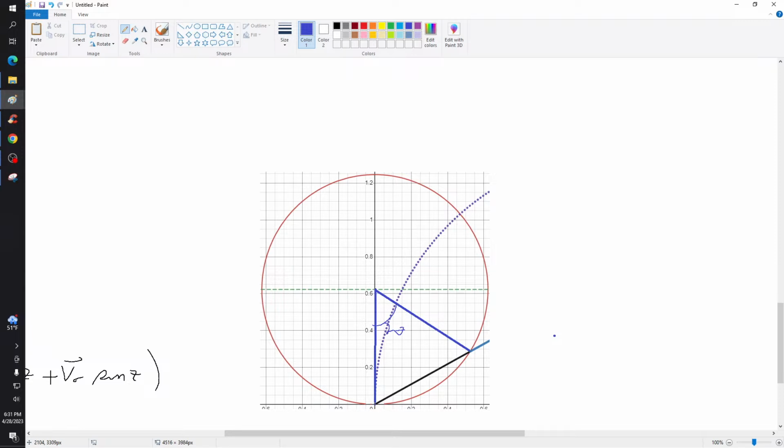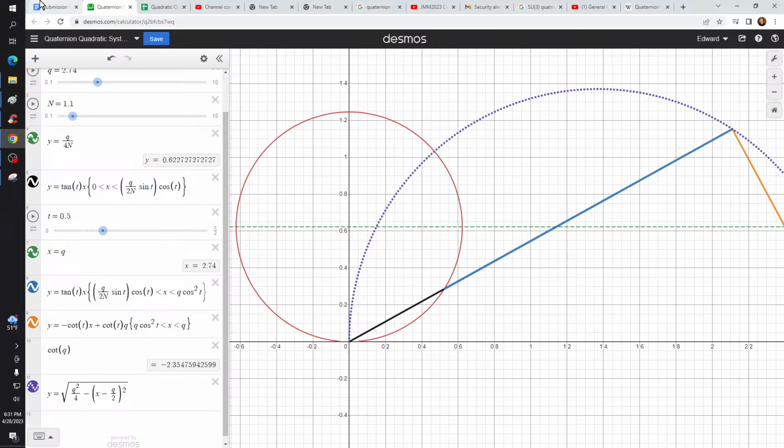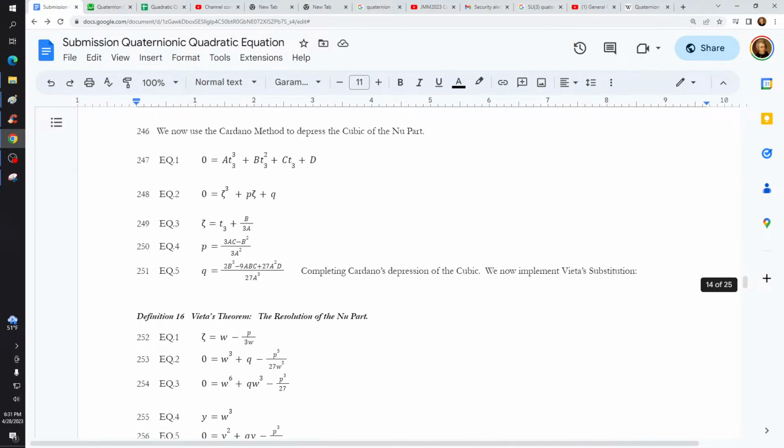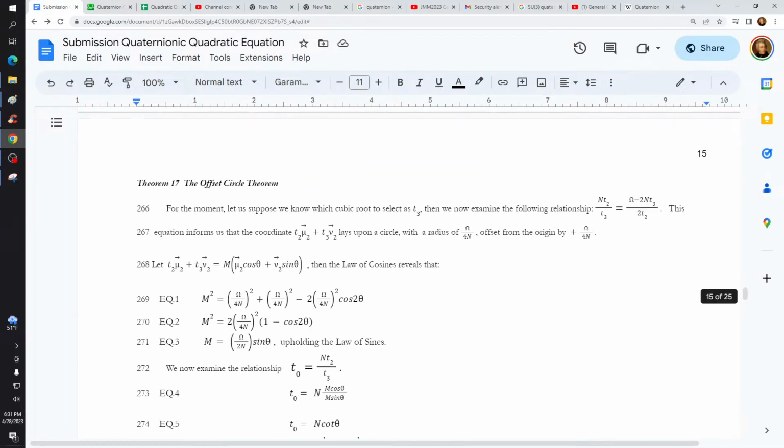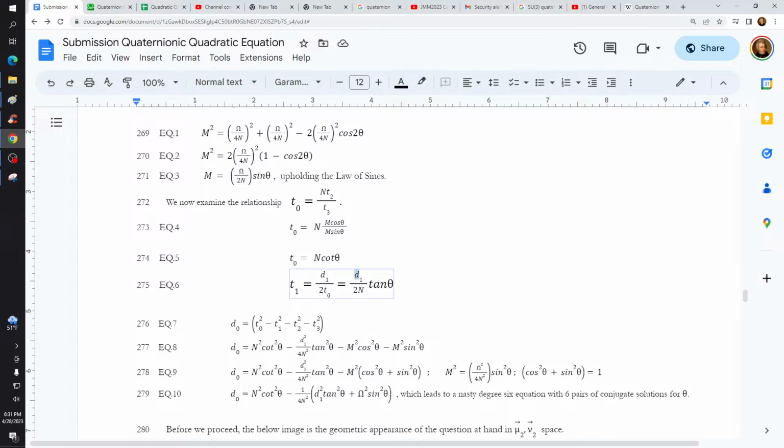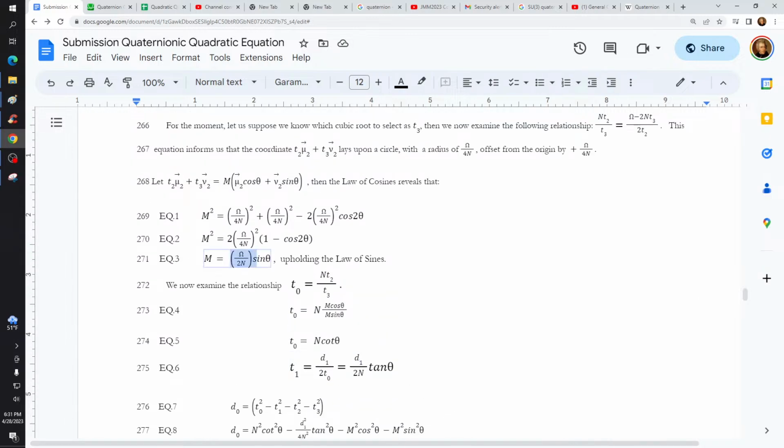So when you use the law of cosines, the magnitude of this mu2 coordinate, t2, t3, is equal to omega over 2n sine theta, okay? And we can see that here. Maybe it was 4n, let me be sure. Anyway, here's a derivation using the law of cosines, omega over 2n sine theta.